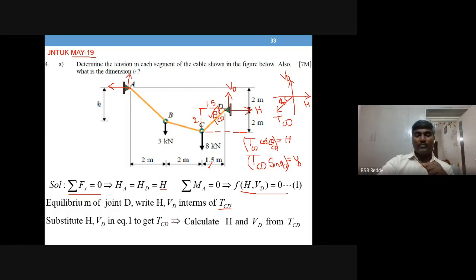I'll get the value from these calculations. Once you get TCD from this substitution, substitute TCD here and you get the H value. Substitute TCD back here and you get the VD value. So H value and VD value come from TCD. Okay, so you got tension in CD cable, you got the H value, nothing but HA is equal to HD, and you got VD also. Okay, so let us see what to do now.